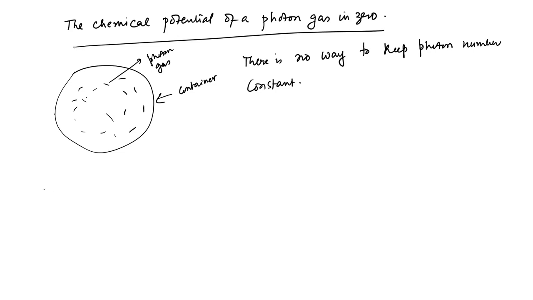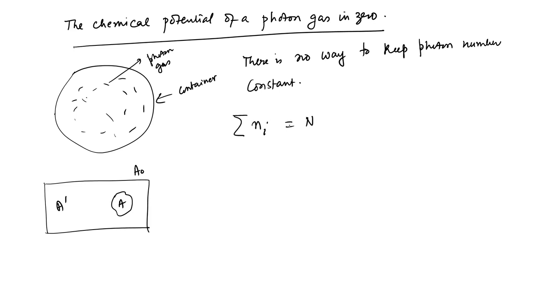So if you wish to relate to what we have done, we have this system A, and there is A prime, and then there is A0, and we have always considered A0 to be isolated. So even if A exchanges energy and the number of particles with A prime, A0 is still insulated, that is, it does not talk to the surroundings. But here you cannot do that. So we really do not have a constraint sum over i of n_i equal to n. This constraint is no longer there for the photon gas.